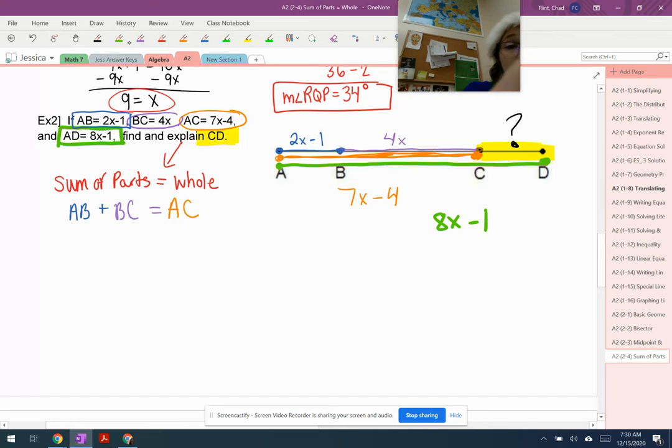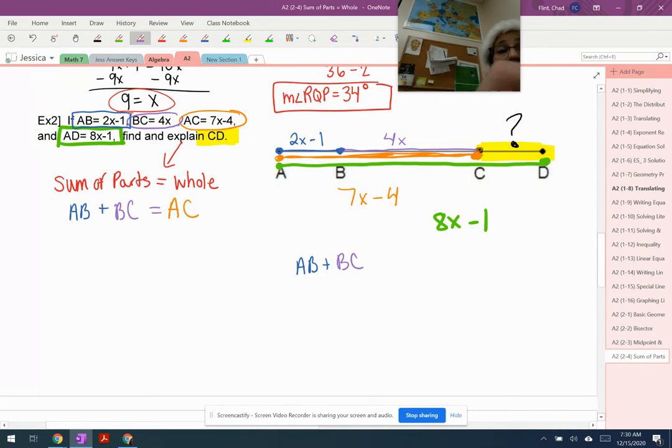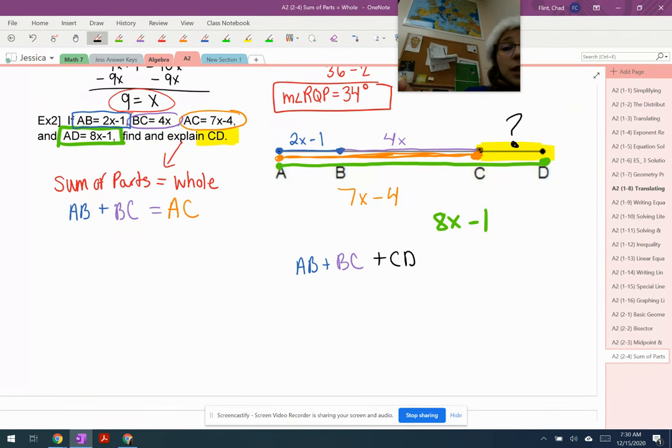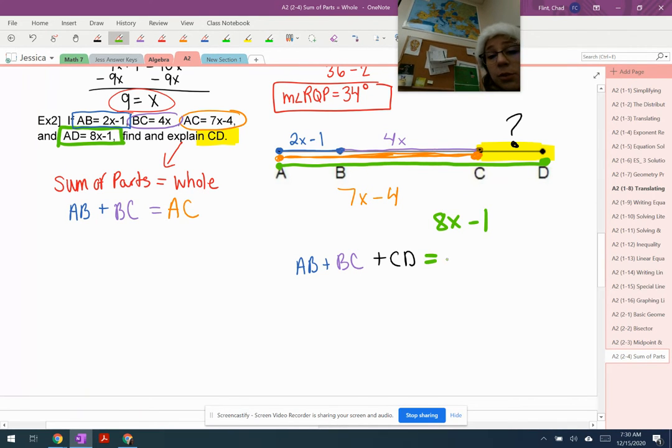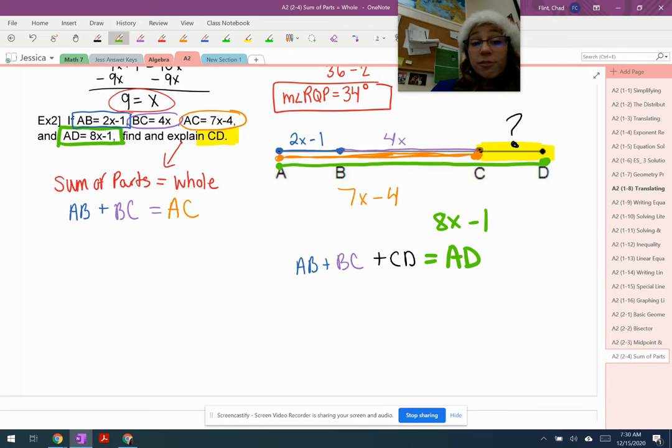Now notice, if I tried to set this up the other way, AB plus BC plus my unknown CD is equal to AD, I have expressions for AD, for AB, and BC, but I don't have an expression for CD, so I wouldn't be able to solve that equation. I can't just put an x in for CD because I'm already using an x in this problem and it would just throw things off. So that's why we need to start here, because this doesn't work.